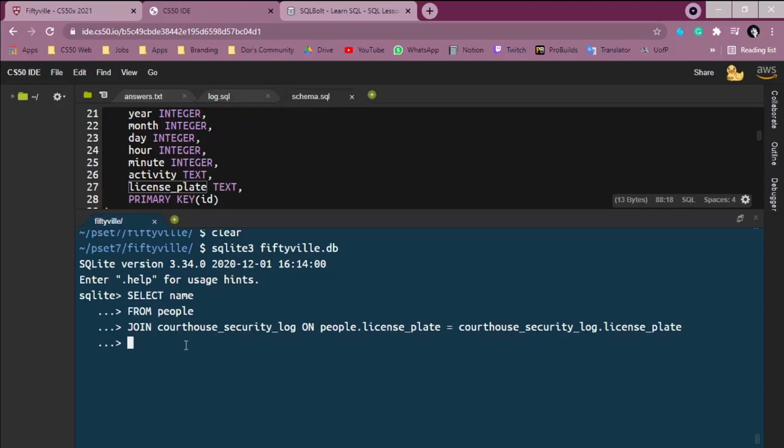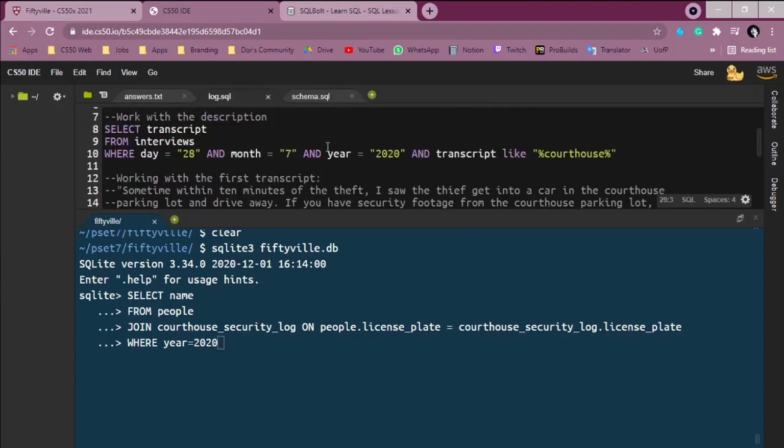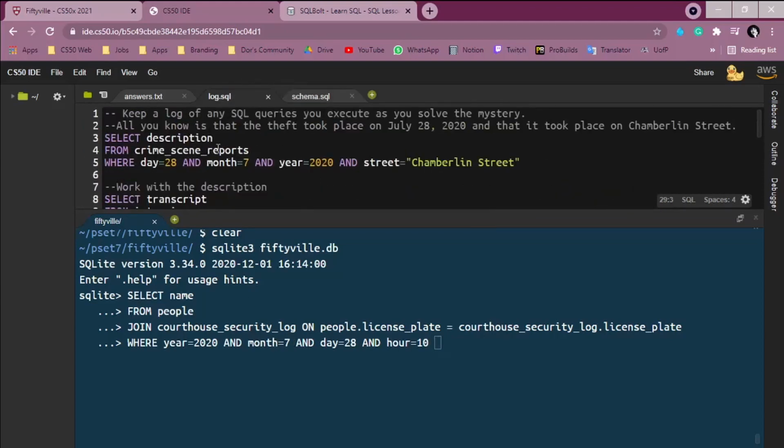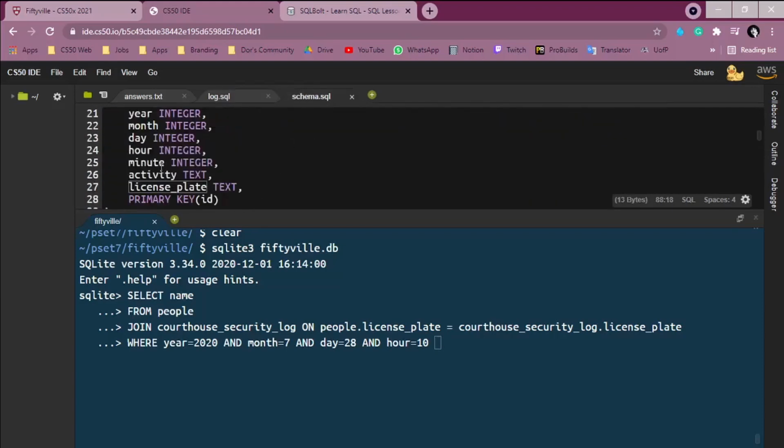So basically here we're going to use where, let's go from up to down. So year, the year that the crime happened is 2020, okay, and month equals 7 because it's July, and day equals 28, and hour equals 10. Why 10? We saw in the description, okay, take a look at the description that we get in this part here, the first part of our code. We have minute and minute.